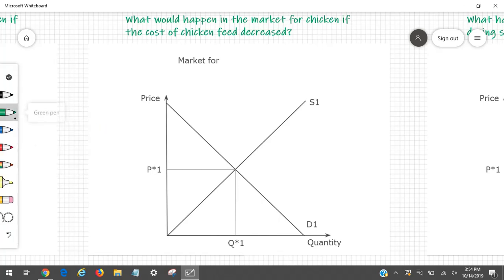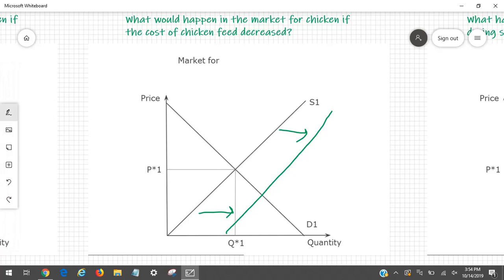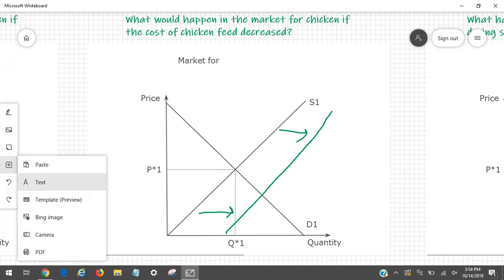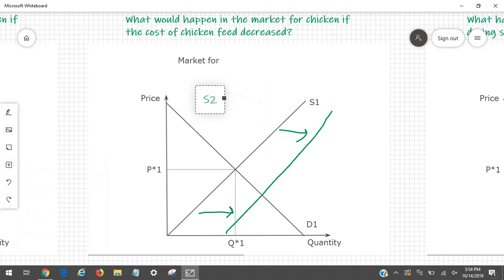So I'm going to draw a new supply curve somewhere to the right, because an increase in supply means a shift of my supply curve to the right. All right, so let me label my new supply curve S2. All right, so that's the first step. We've determined that the change of the ceteris paribus factor, cost of inputs, shifts the supply curve to the right.